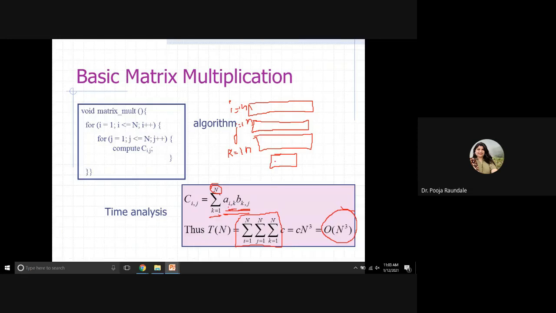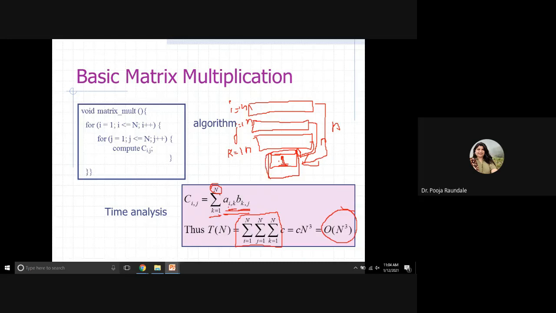So you write here C of ij is equal to C of ij plus A of ik into B of kj. So here you write that one statement, which is a multiplication statement. And this is a nested loop. So this nested loop will run for n times, this nested loop will run for n times, and this nested loop will run for n times. So whatever we have written, this is the block of the statement.